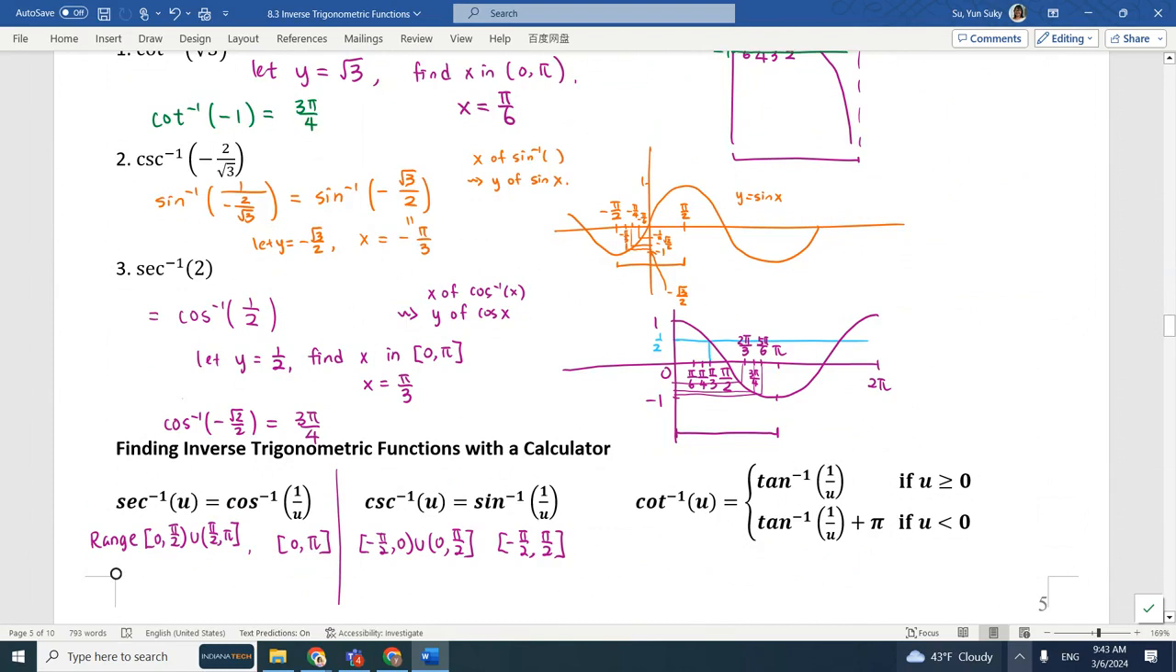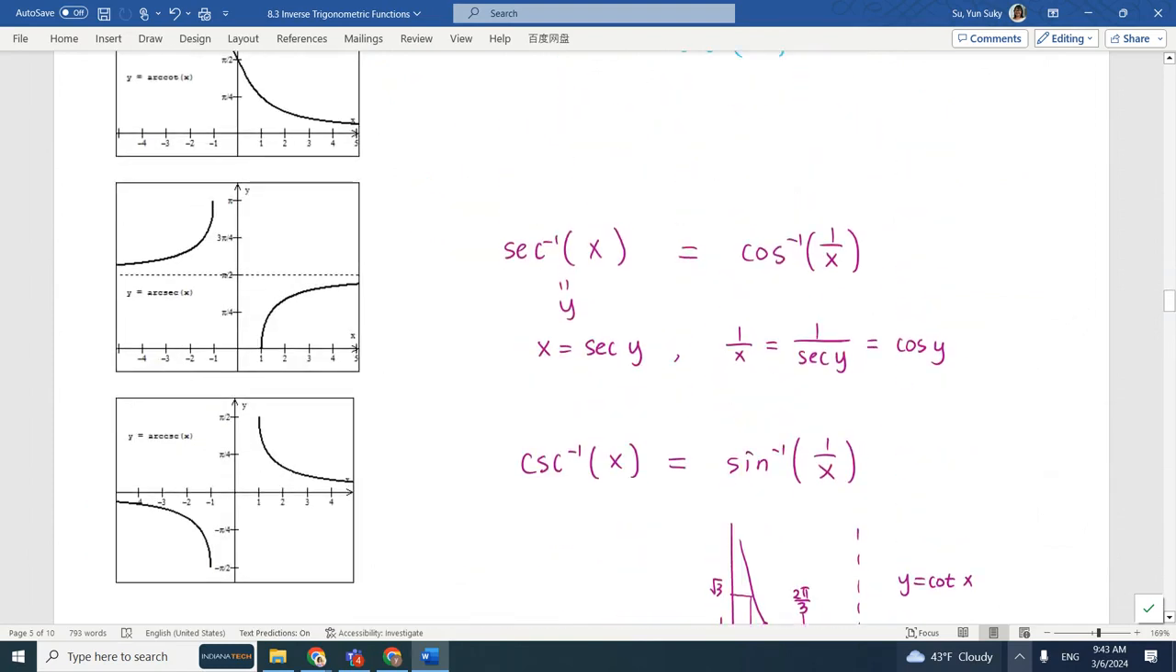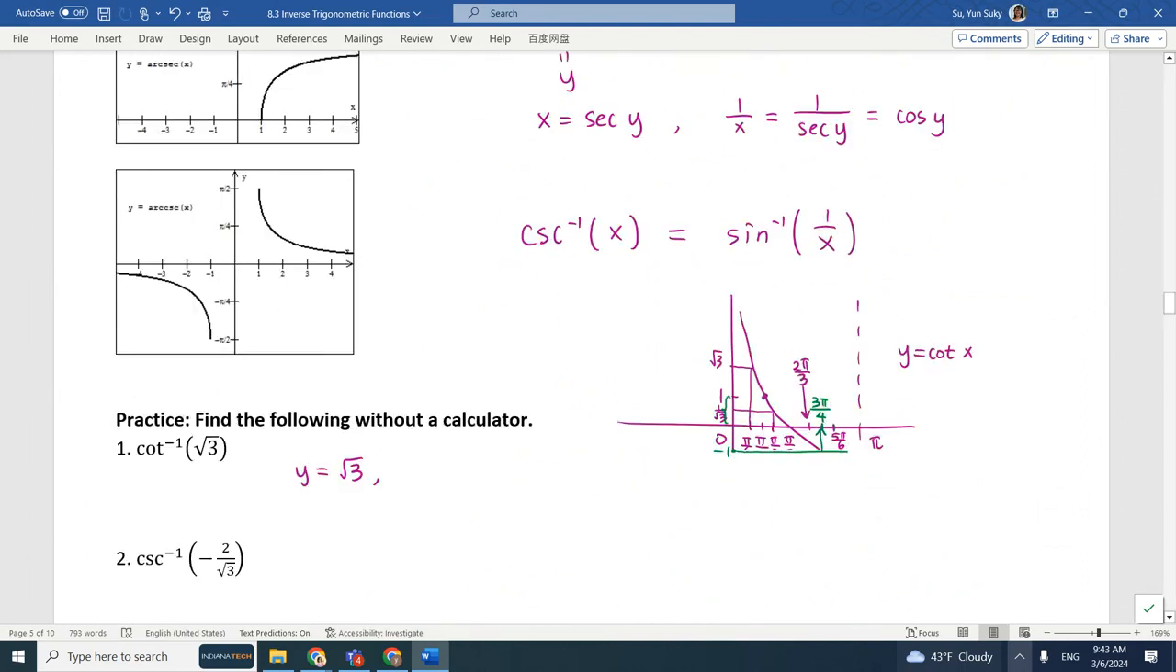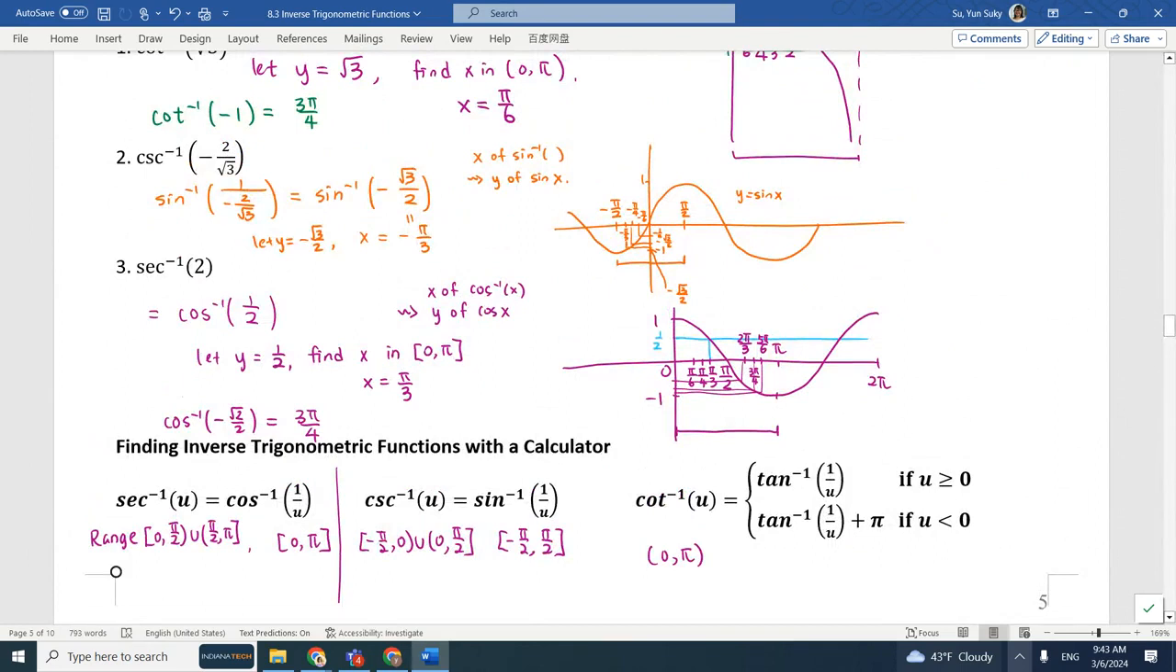This is no problem. But the cotangent and tangent, the arc cotangent and arc tangent, will be a problem. The range of arc cotangent. Look at this. This is from where? 0 to pi. Can you see from the picture? The range is 0 to pi, not including the endpoints. So 0 to pi.